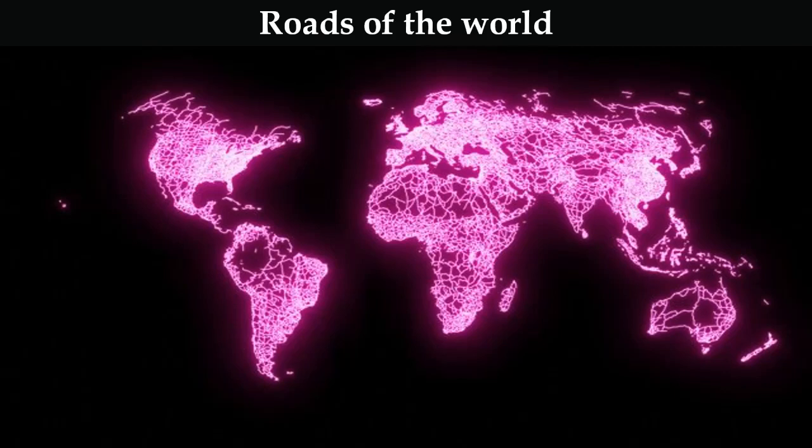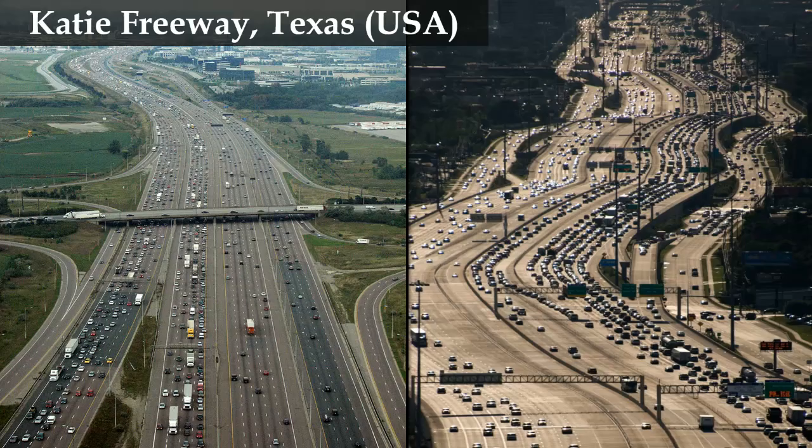The first one is by road. This is a map of all the roads of the world. As you can see, roads are relatively easy to build. They are relatively cheap, and this is the most used mode of transport. So that is why you have a lot of roads all over the world.